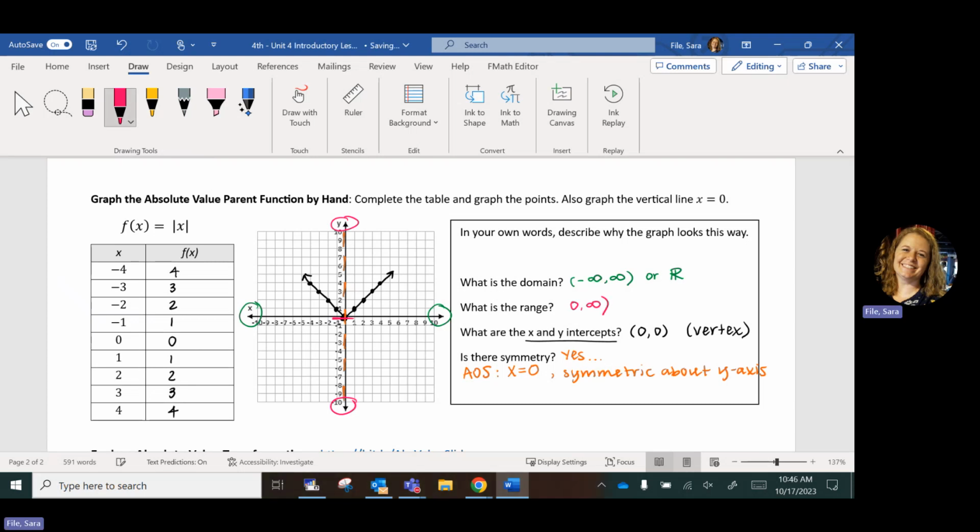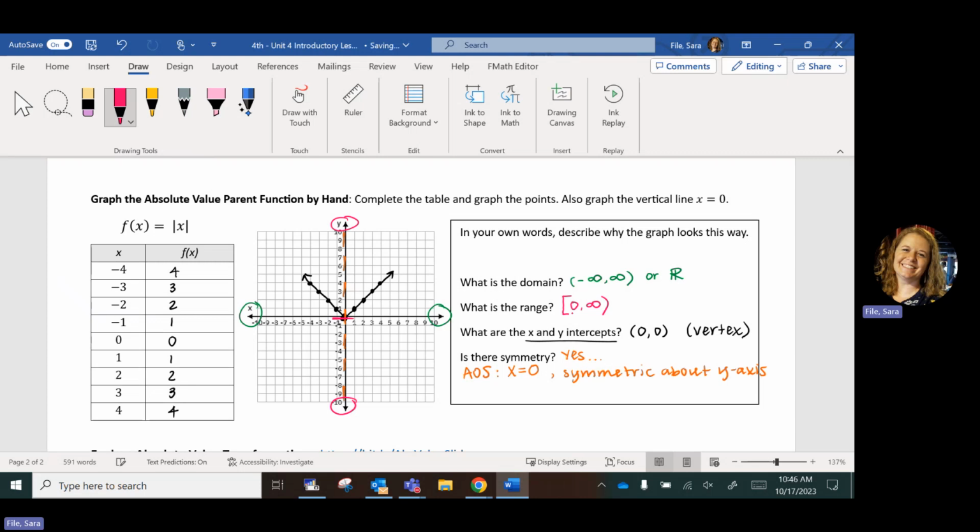And on the 0, what should I use instead of a parenthesis? A bracket, because the 0 is included. The bracket means the value is included. It exists at Y is 0. Okay. Everybody feel okay about that?